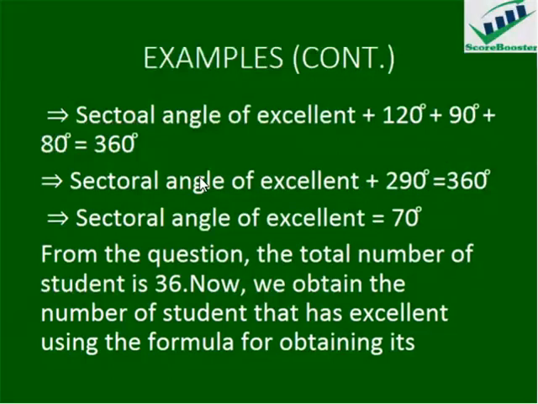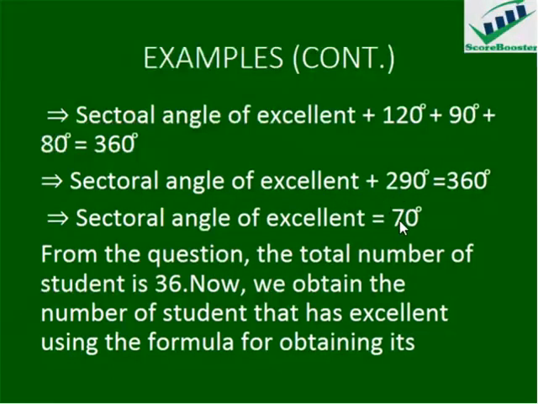So to get the value for this, we take this to the other side, and 360 degree minus 290 degree will give 70 degree. Therefore, the sectoral angle of excellence is 70 degree. So from the question, the total number of students that took the test is 36. So now we can use this information.